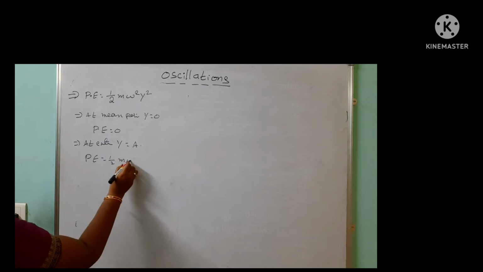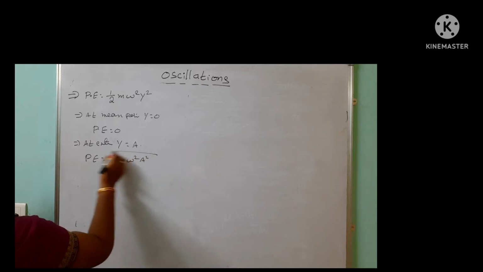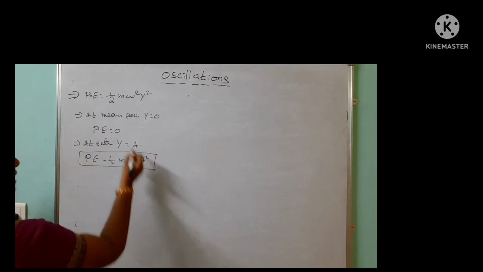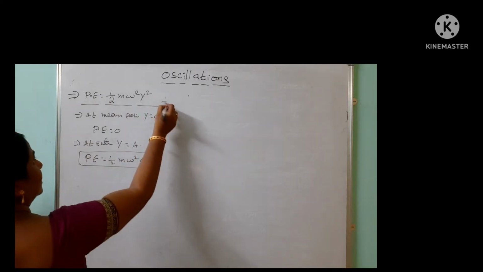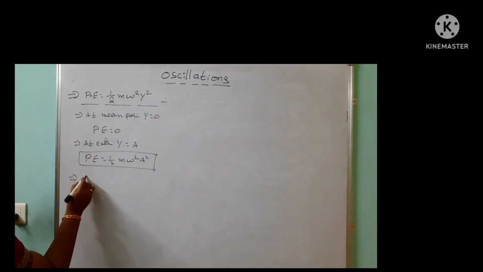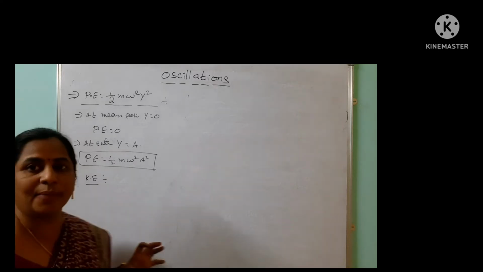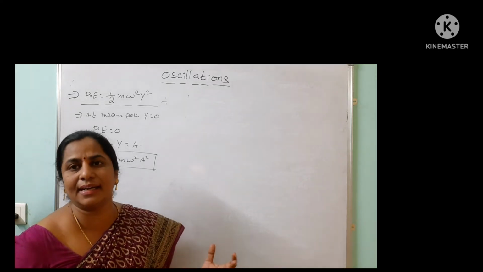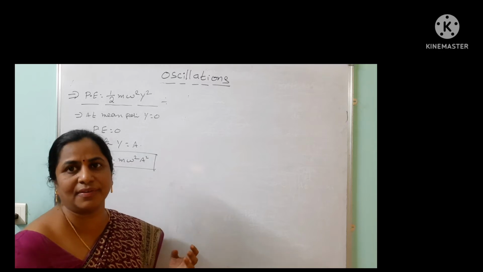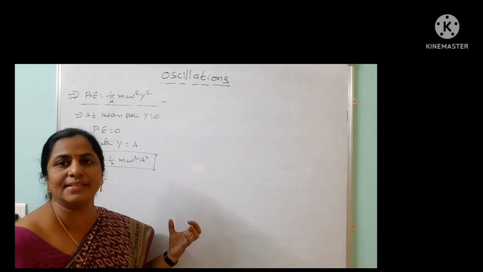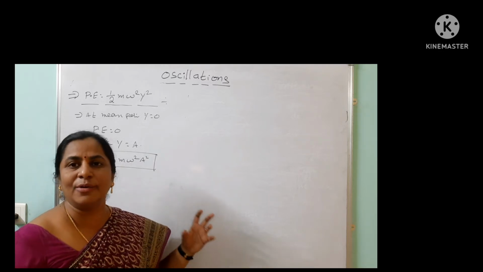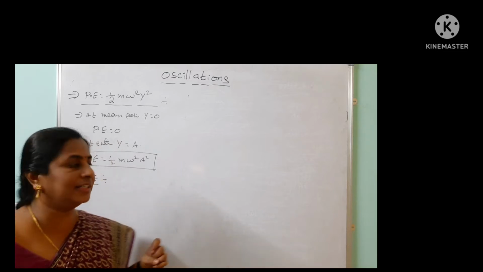Half m omega square a square. So this is the potential energy, and this is the general formula for potential energy. Like that, in SHM, what is the kinetic energy? Clearly I am saying here simple harmonic motion. Generally kinetic energy means we can say half mv square, but here it is in SHM. You remember the formula for potential energy and all this.